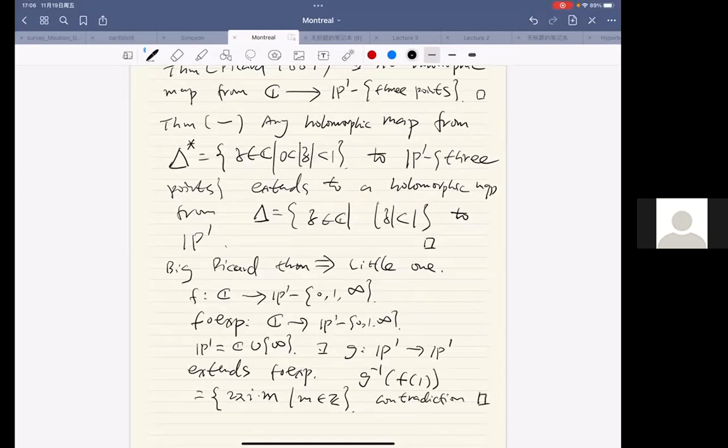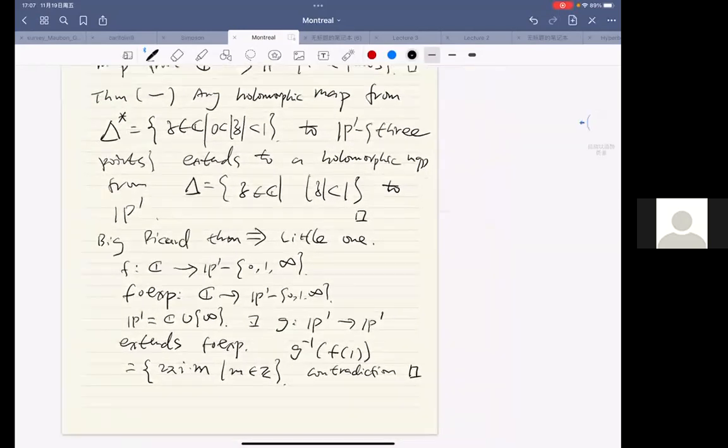And we showed how to use the big Picard theorem to prove the little one. So these theorems were very deep results at that time, but they are also the starting point of modern hyperbolicity. So let me now move to the more recent things.